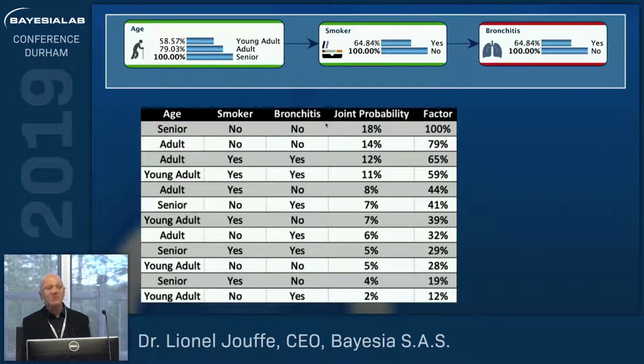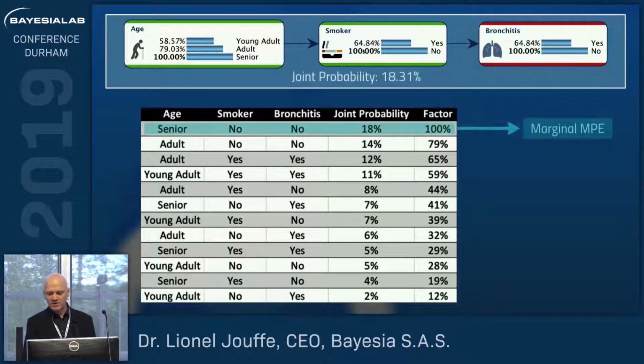And here, given it's a small joint, I was able to compute the probability of all the events. And this is a sorted list of these events. You can see that indeed, the cell with the highest probability is senior, non-smoker, no bronchitis. And the second one is adult, non-smoker, no bronchitis, with a joint of 14%. So there is a factor of 79% of reduction. So this is what you have here, right? And then 64% that you can see here, this is this one, right? So when you have an adult, a smoker, and bronchitis, right?